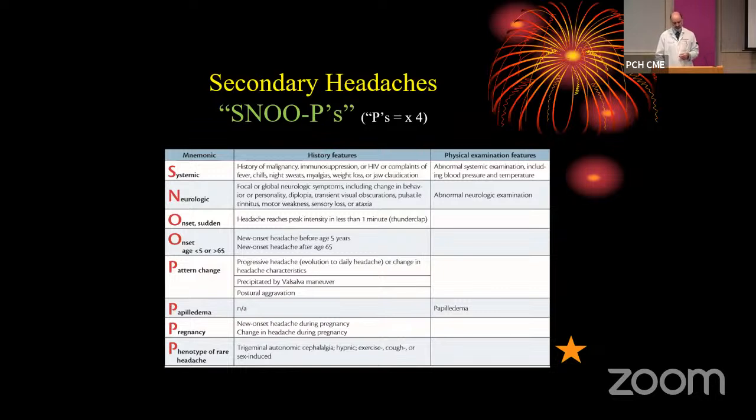So I'm not going to go over this entirely because I just said this, but if it helps you to remember it better, the SNOOPS: S is systemic, any sort of systemic symptoms, N is neurological, so any focal neurologic deficits, possibly by history, definitely by exam. Sudden onset, as I mentioned, the thunderclap headaches, either very old or very young onset.